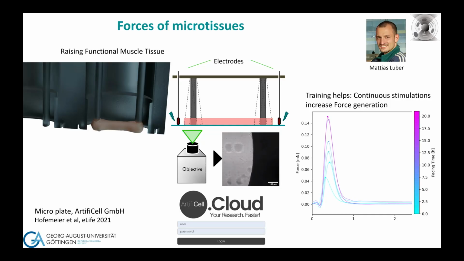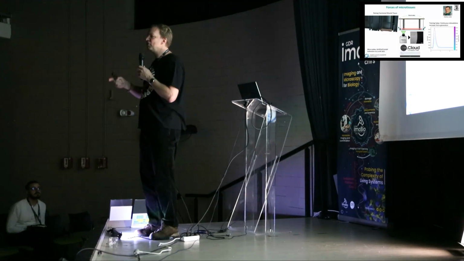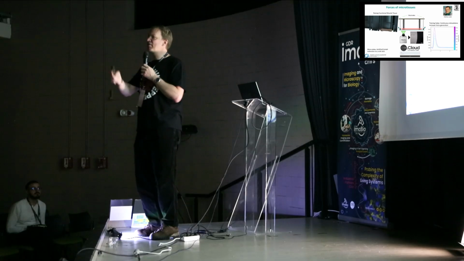So you put these cells in culture, you let them organize for 2 weeks. This muscle needs to fuse, it needs to form. And then his time point 0 is just when he starts pacing. And pacing means he gives them a shock every 2 seconds. So he just makes the muscle work.